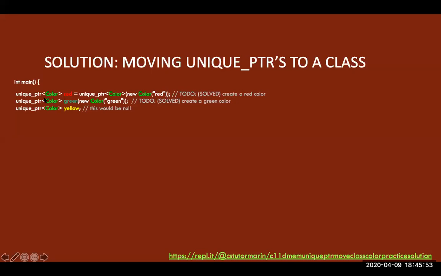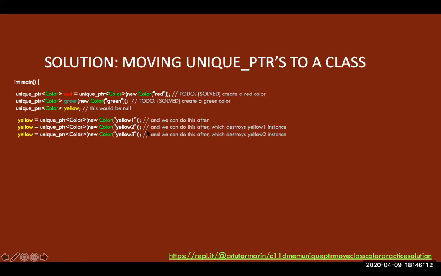We could also do it this way, right? We could say green and then just pass it in through the constructor for green that way, right? And that would be the equivalent way of setting up a unique pointer. And then in the case of yellow, it is null right there, right? But we could come back after that and reassign yellow through construction, some brand new value if we wanted to, that's fine.